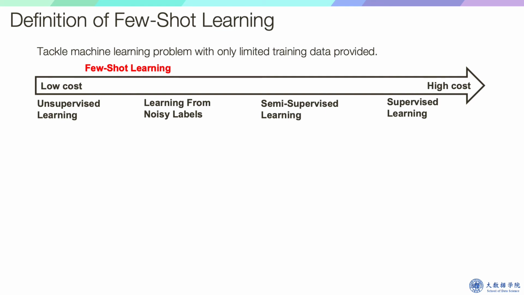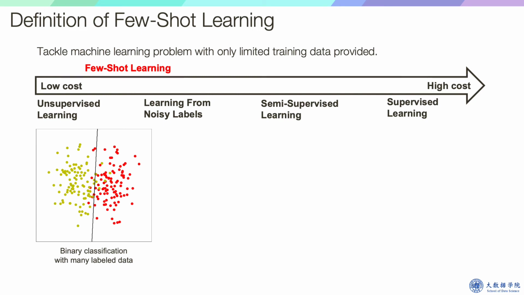But it is not just training with a few data. For example, the standard binary classification needs a lot of labeled data to model the decision boundary. When we have only a few training data, the decision boundary is very different as we only have access to little information about the two classes.